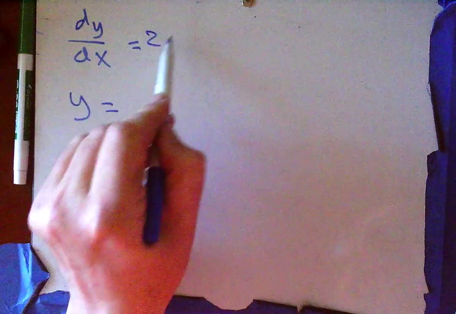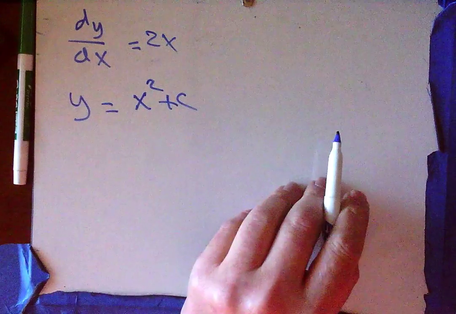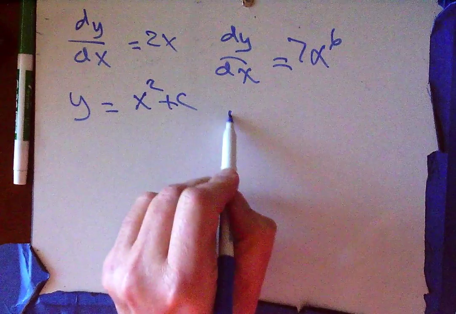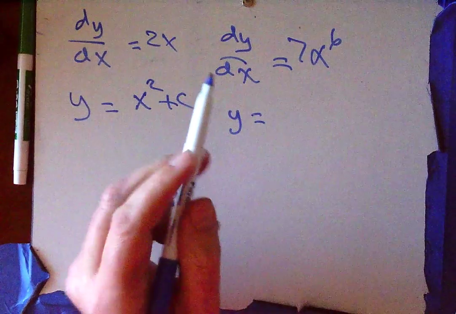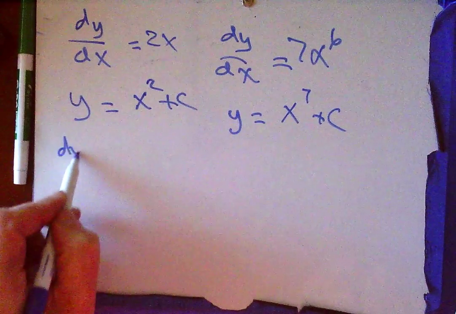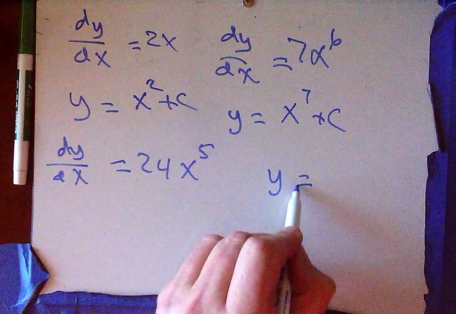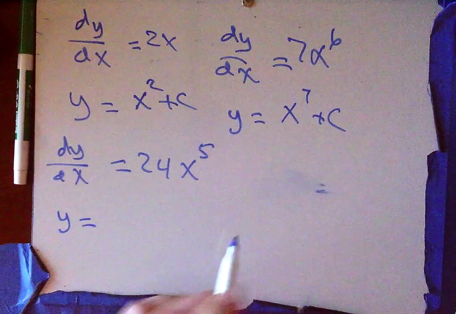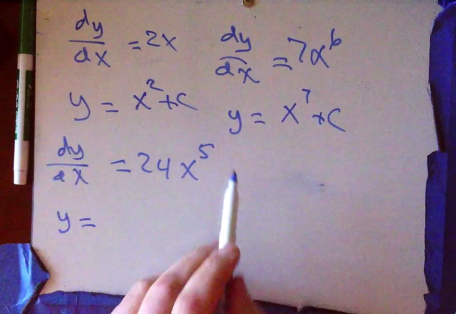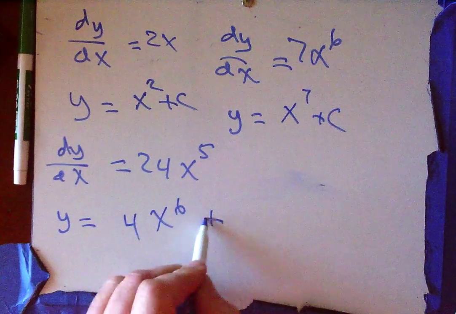For example, this one. 5, 4, 3, 2, 1. Okay, dy dx equals 7x to the 6th. 5, 4, 3, 2, 1. y equals x to the 7th plus c. dy dx equals 24x to the 5th. y equals, I guess we're going below. Well, this is going to go up by a power. And so when that 6 came down, it made 24. There must have been a 4 there. And don't forget the plus c.